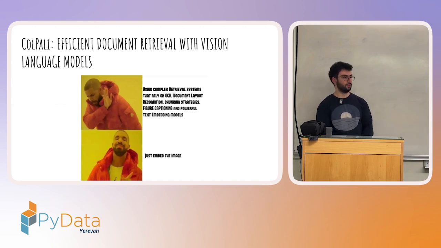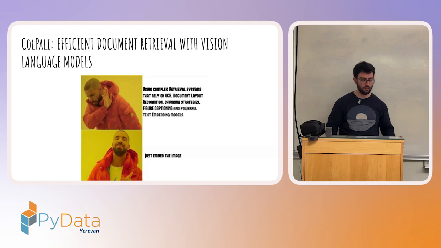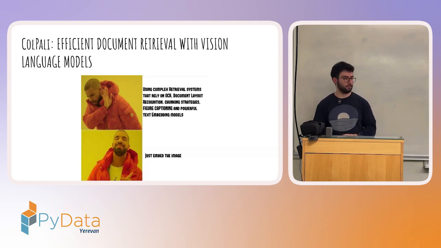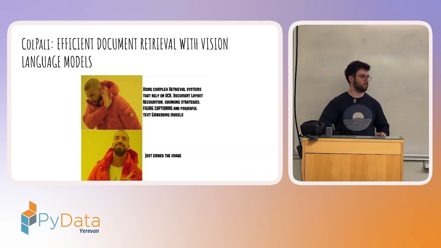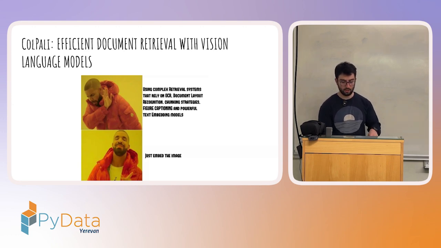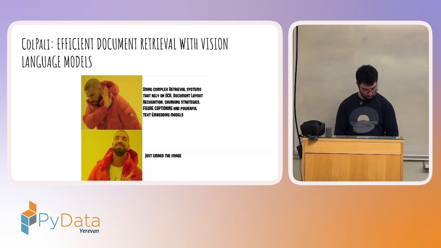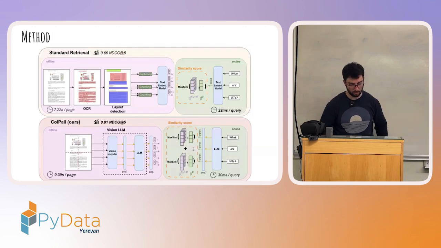So instead of using complex retrieval systems that rely on OCR or document layout and information recognition, all that crappy stuff, they decide to just embed the image and have a model that will do everything mentioned above for us. And they came up with ColPali, efficient document retrieval with vision language models. So here is the first place where the visual part in an LLM is being introduced. Okay, so let's go further and see what is happening behind ColPali.